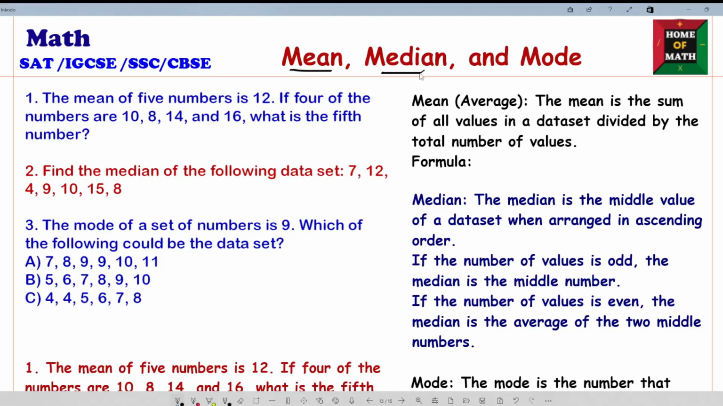Mean, median, and mode. Three key concepts of statistics. These are essential for exams, real life applications, and even data science. In this video we are going to solve three very important maths questions based on mean, median, and mode.